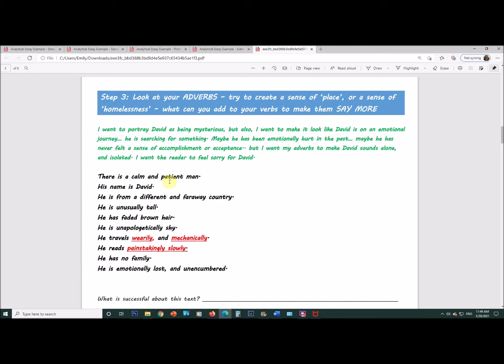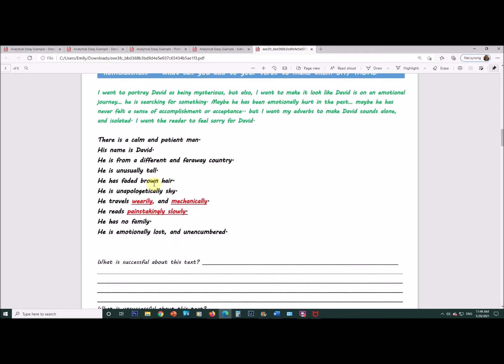Maybe he has been emotionally hurt in the past. Maybe he has never felt a sense of accomplishment or acceptance. But I want my adverbs to make David sound, what's up with all these typos? Sound alone and isolated. I want the reader to feel sorry for David. So everything now in black I've carried on since the last page. The new stuff as of this page is in the red.